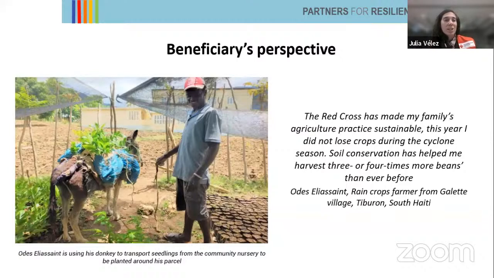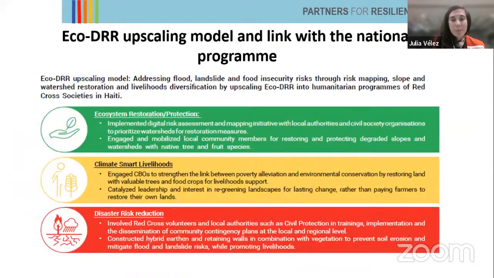After the project implementation, he has witnessed a positive impact in two terms. First of all, he is now implementing good agricultural practices and is no longer burning the land, so his soil fertility has improved and land degradation has diminished. As he said, he has not lost his crops this hurricane season, and he has produced four or five times more crop and bean production than he used to. Next slide, please.